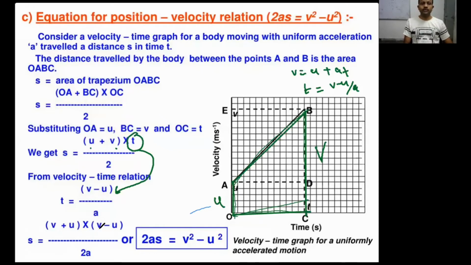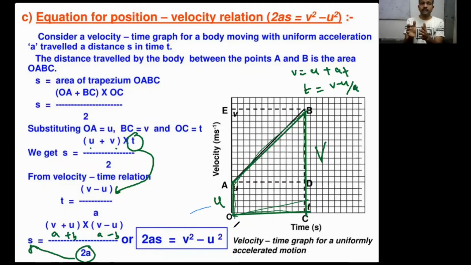V plus U into V minus U by A, right? This is like A plus B into A minus B, which gives A square minus B square. So V plus U into V minus U gives V square minus U square. So this by 2A, when you take it this side, it becomes 2AS. 2AS equal to V square minus U square.